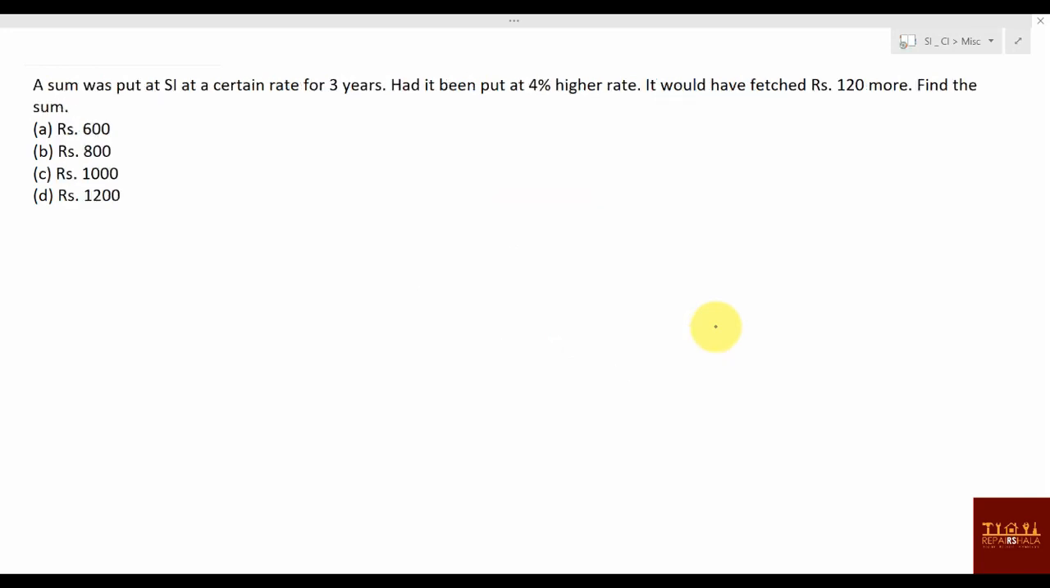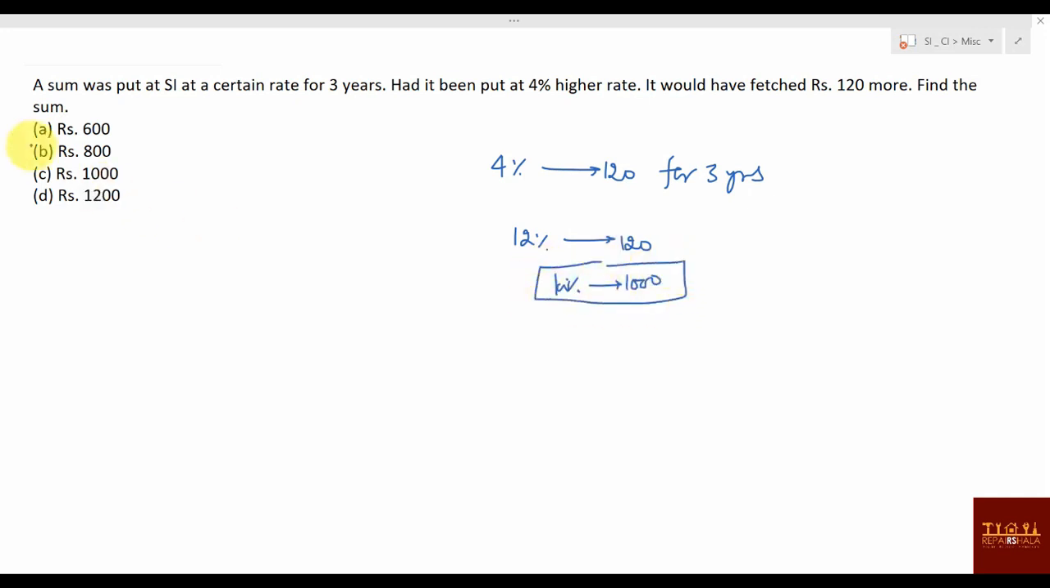A sum was put at SI at a certain rate of interest for 3 years. Had it been put at a 4% higher rate, it would have fetched 120 rupees more. It means 4% is corresponding to 120 rupees for 3 years. For 1 year 4%, so 3 years it will be 12%. 12% is giving 120, so 1% will be 10, and 100% will be 1000 rupees. Clear? Check the next one.